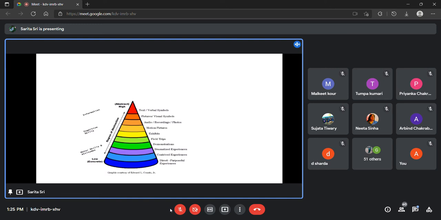Also, according to Dale, the arrangement in the cone is not based on difficulty, but rather on abstraction and on the number of senses involved. The experiences in each stage can be mixed and are interrelated, which fosters more meaningful learning. So as you see, there are different stages. The dark blue one is denoting direct purposeful experience. After that, other levels are there. The very first is direct purposeful experience.